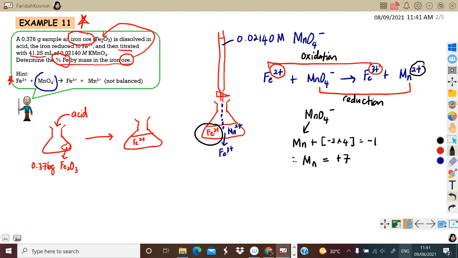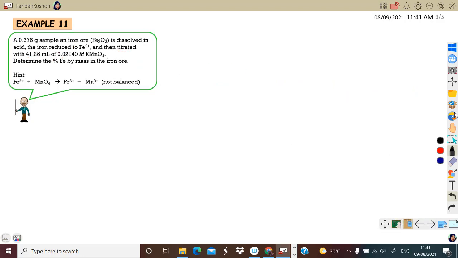Okay, so now let's balance the equation. So saya pergi kepada yang half equation oxidation terlebih dahulu. Okay, so iron 2 plus converted to iron 3 plus. So this is for oxidation. Nanti terlupa pula saya tulis kat sini.